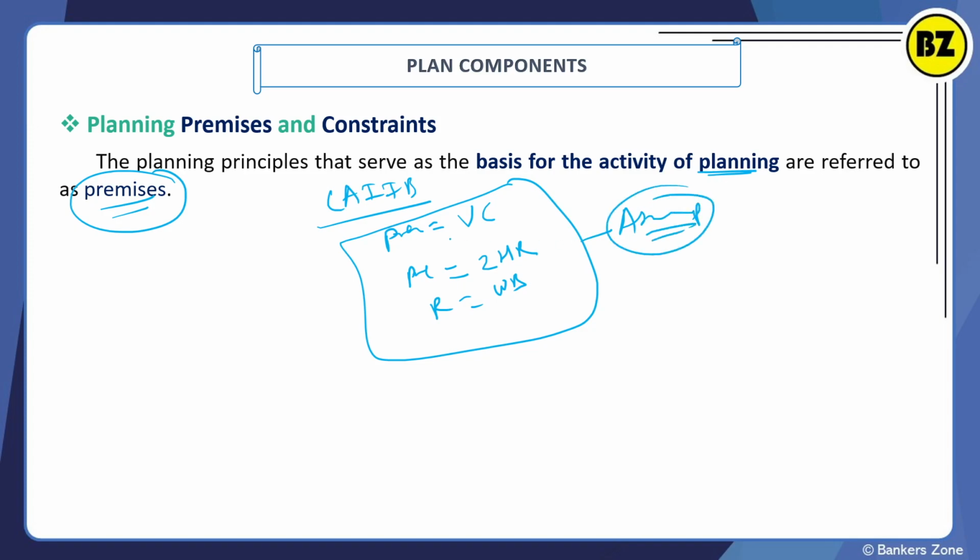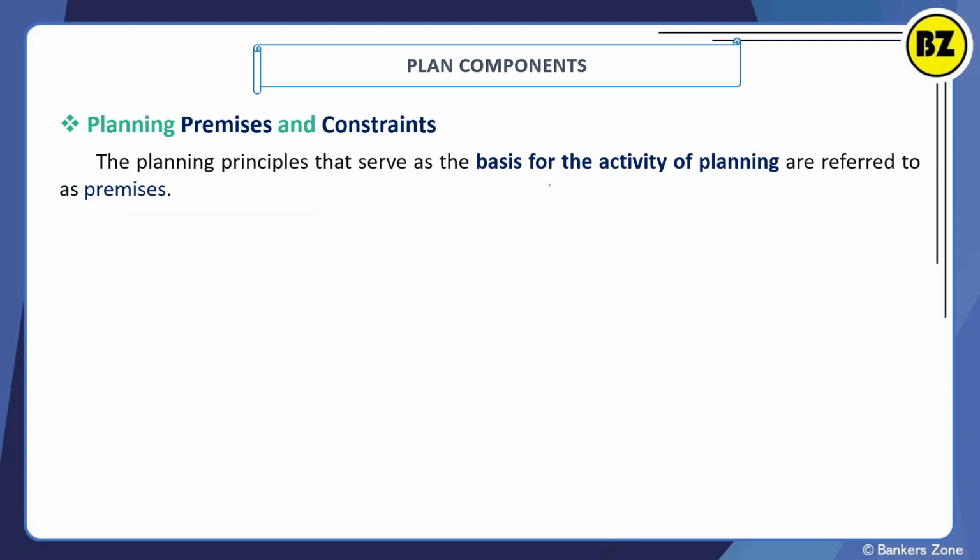You are assuming that you will have the banker zone course, you will study 2 hours daily, you will revise on a weekly basis. So these are the assumptions. Only if you follow the assumptions will you pass, that is, achieve your plan of passing the CAIIB. So the basis for planning is the premises, and premises is nothing but the assumption.